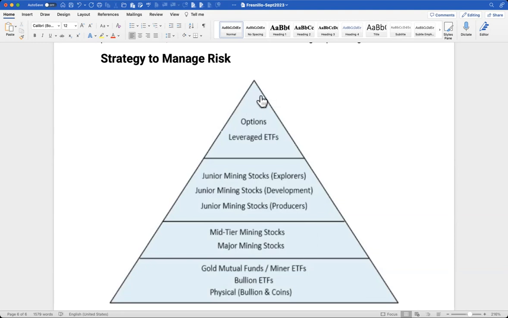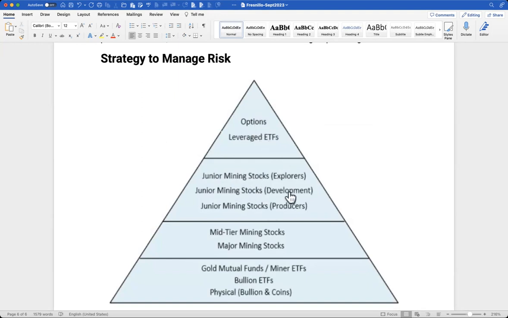Like right now, I do have an option in FAS, and it's tiny. It's about 0.5% of my total portfolio. So 99.5 is the rest of it. Less than 1% of the entire portfolio is the option. Leverage ETFs, some people like to do those as well. I don't. I'll do leverage ETFs only in tandem with an option.